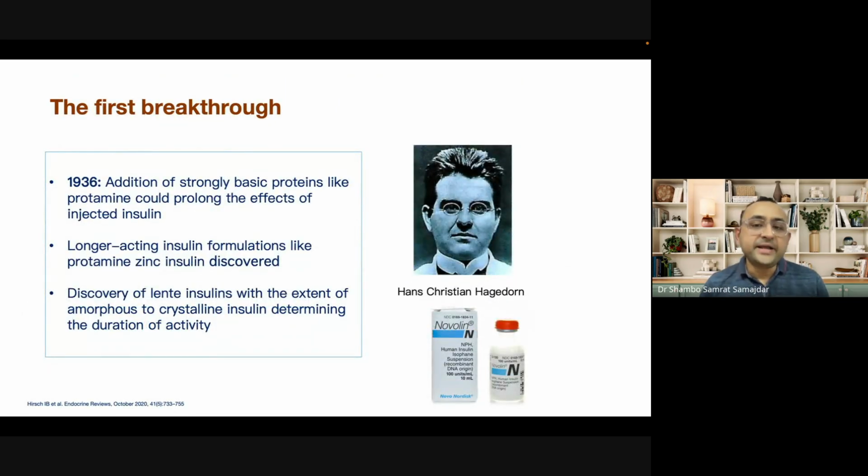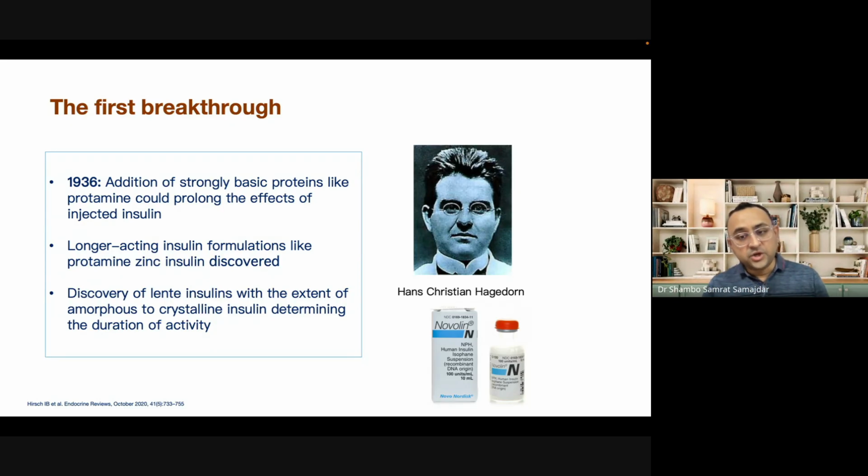Coming to the 1936 breakthrough, we had insulin at that time, but it was short-acting insulin. Addition of a strongly basic protein like protamine prolonged the effect of injected insulin, and longer-acting insulin formulations like protamine zinc insulin were discovered for the first time. Then came the discovery of lente insulins, with the extent of amorphous to crystalline insulin determining the duration of activity.